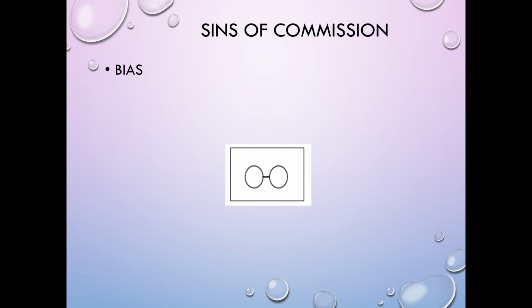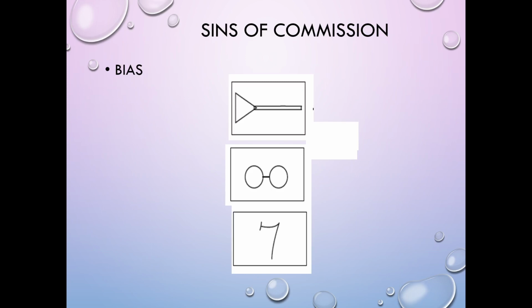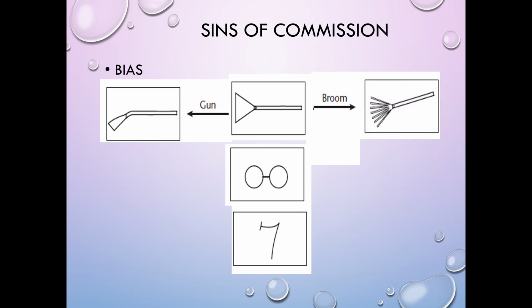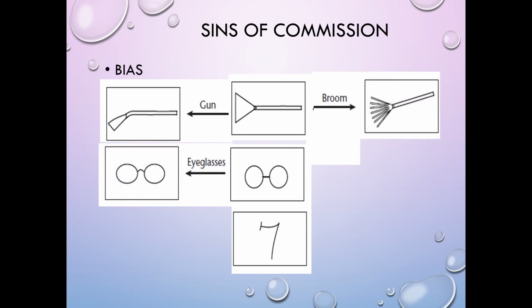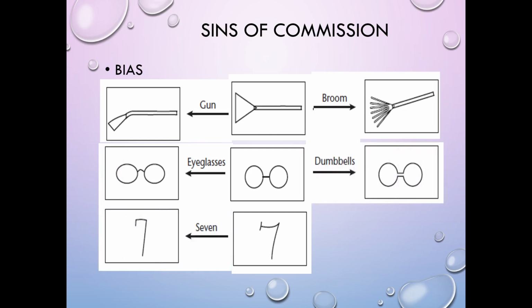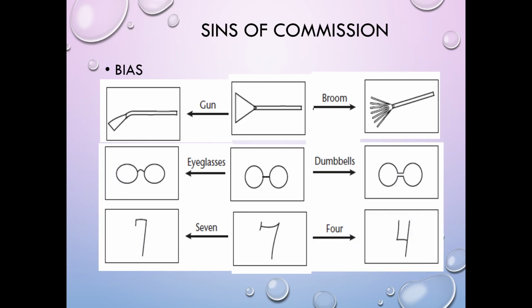So let's say that you were shown this little line drawing, and these little line drawings. Okay. And let's say that on the top one, you were told it's supposed to depict a gun, or it's supposed to depict a broom. And the one in the middle, you were told it's supposed to depict eyeglasses, or it's supposed to depict dumbbells. It's the number 7, or it's the number 4.